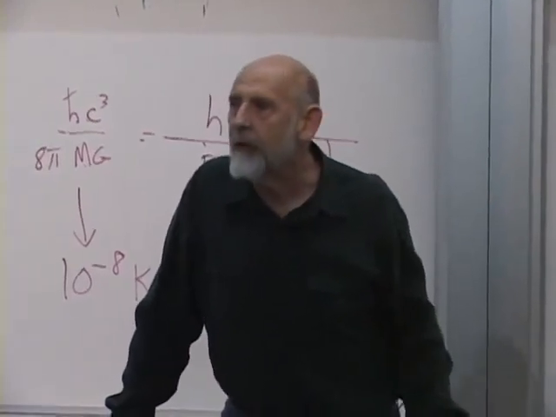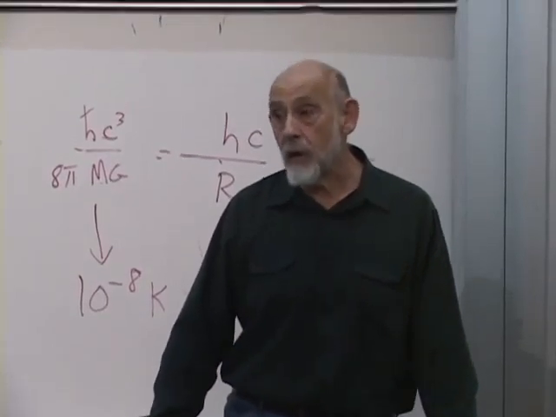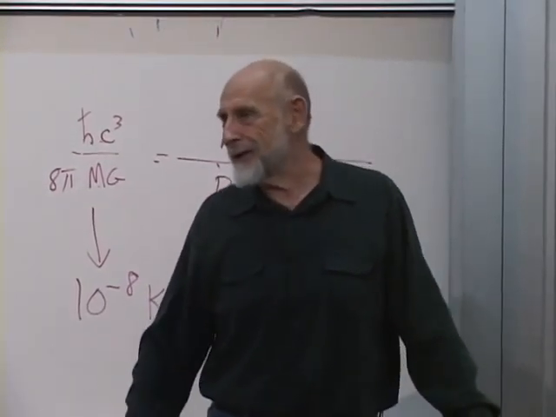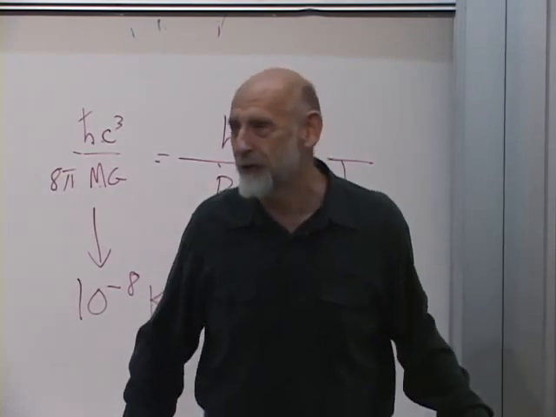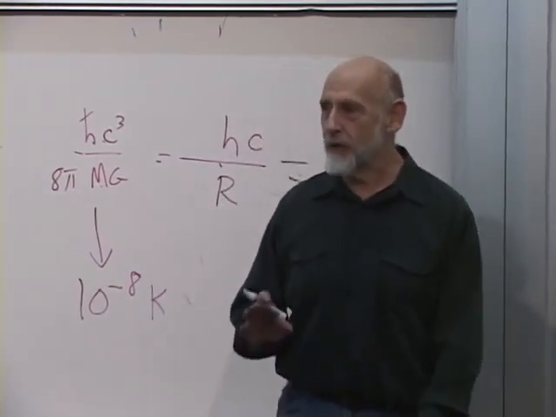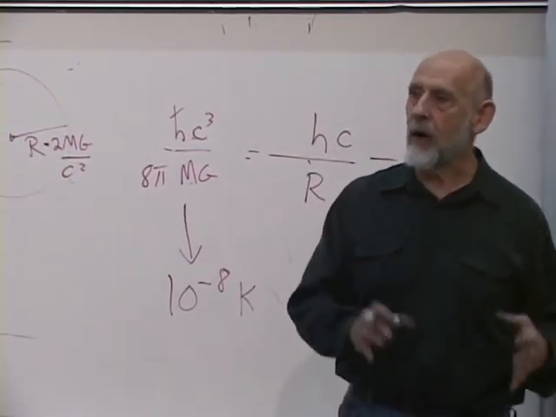Heat flows from the cold object, from the warm region to the cold region. Another way of saying it is the black hole simply swallows up the microwave radiation. It just sucks it in. But you can also just think of it as the flow of heat from warm to cold.